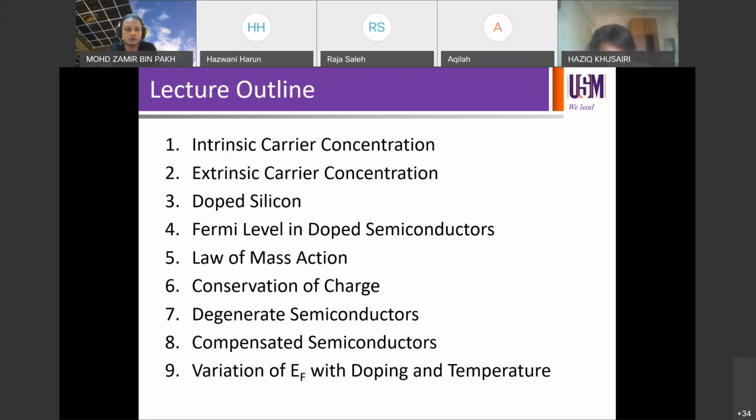So we're also going to learn about compensated semiconductor. So what does it mean by compensated? And then we're going to see how the Fermi level varies with doping and temperature. So we're going to see how we can alter or modulate the level of EF in our semiconductor in order to get certain properties of your semiconductor layer or device.